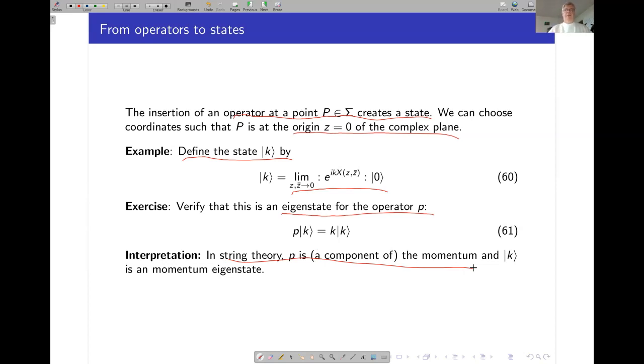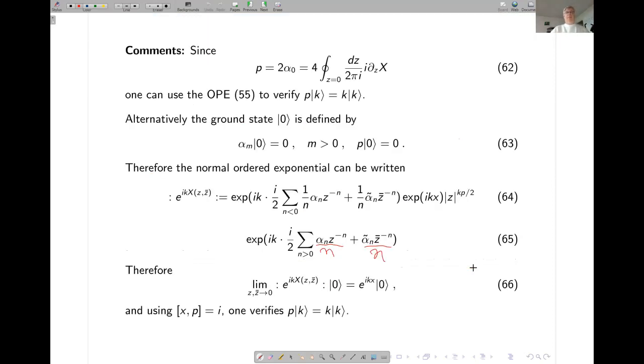Remember that we have truncated string theory to one single space-like direction. P would be the momentum along this direction. Anyways, insertion of an exponential at a point, I claim, creates a momentum eigenstate. Now, how can we verify this?